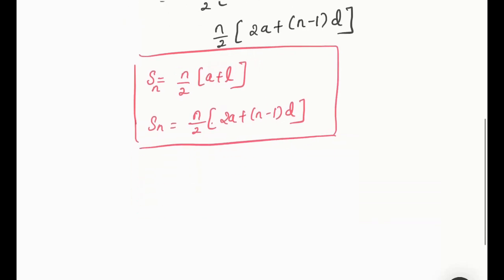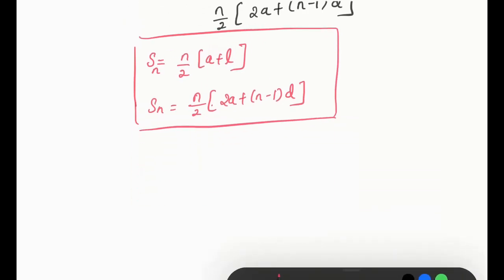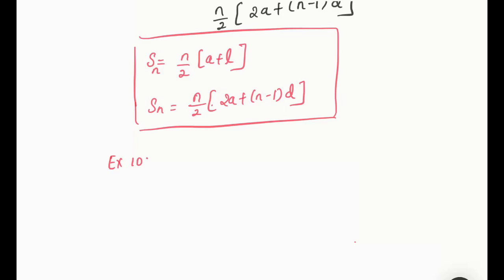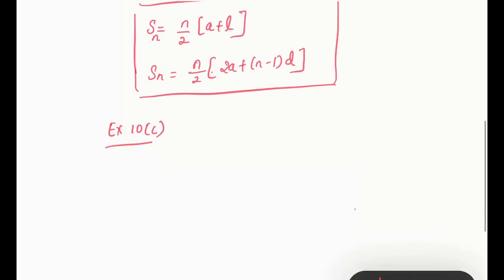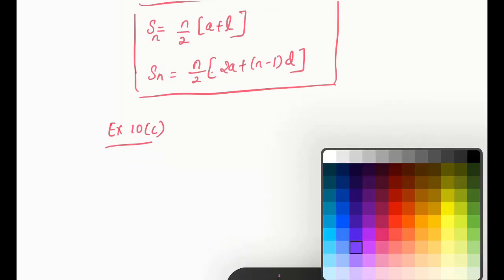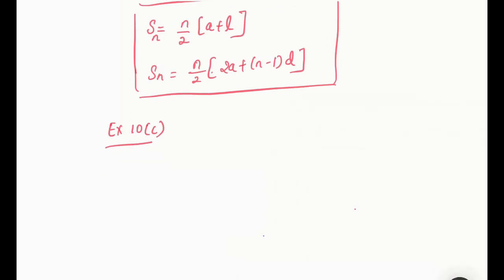Now let me start with exercise 10C. We shall do the first question. What is given in the first question? Find the sum of the first 22 terms. That is, S22 we need to find out. The AP is given as 8, 3, minus 2.